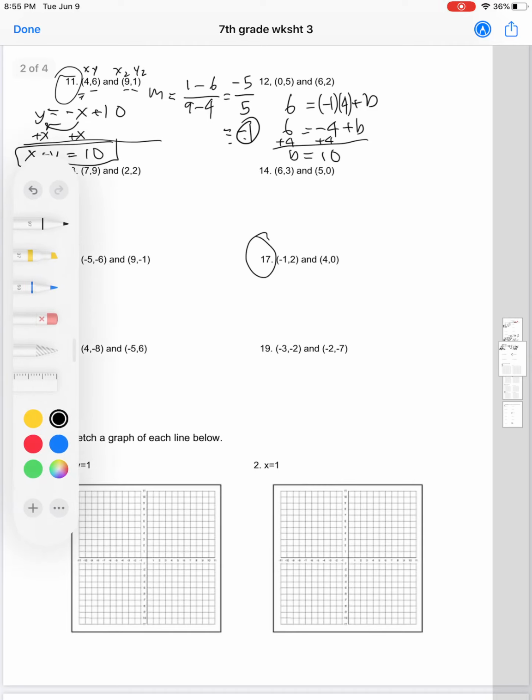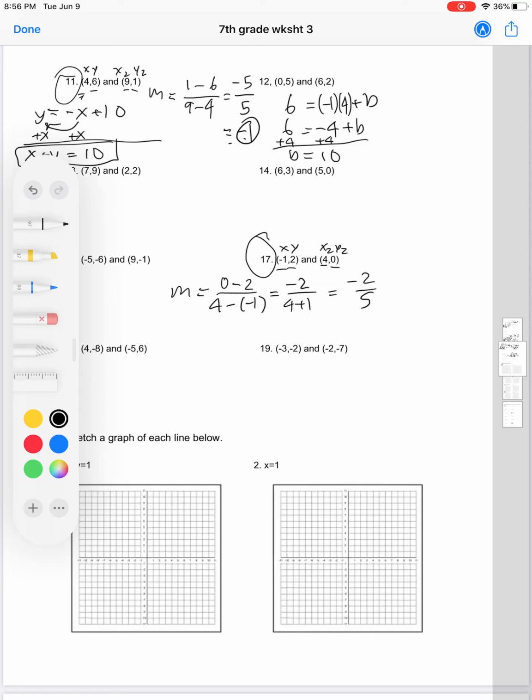Okay, next problem. We have one point, second point. First, find the slope. 0 minus 2, 0 minus 2. 4 minus negative 1. That is important. 4 minus negative 1. 0 minus 2 is negative 2. 4 minus negative 1 is going to be 4 plus 1, which is 5. So the slope is negative 2 over 5.